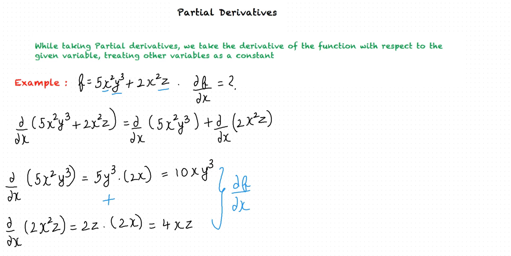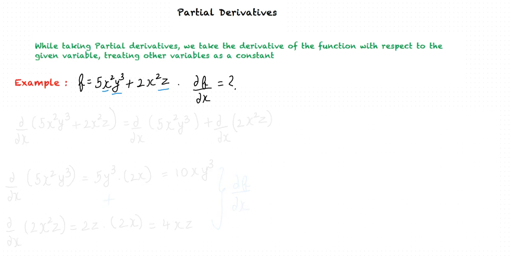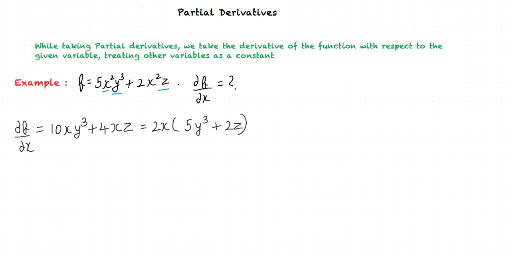To obtain the partial derivative of the function with respect to x, we can sum the partial derivatives of the two terms we have obtained above. Dou f by dou x equals 10xy cubed plus 4xz, which equals 2x times 5y cubed plus 2z. We can have functions involving product of algebraic and trigonometric functions, but the technique is the same in all the cases.